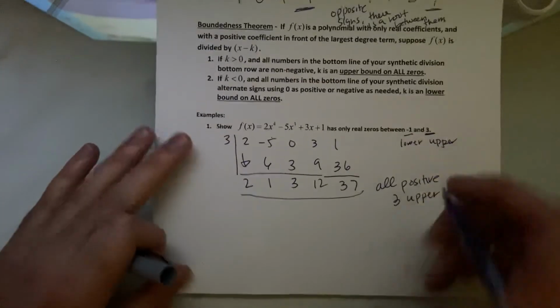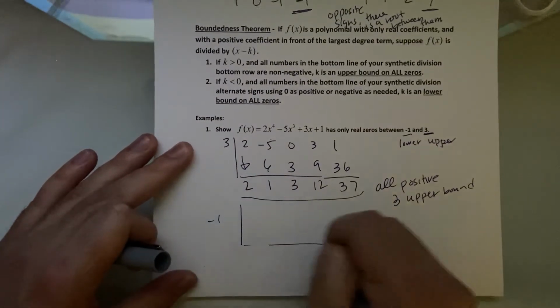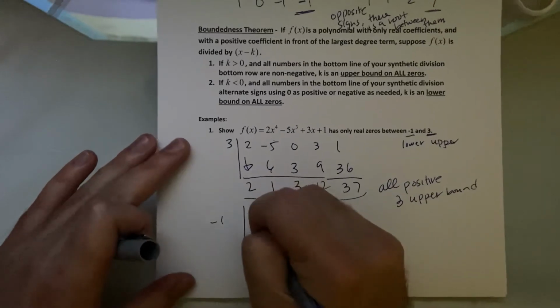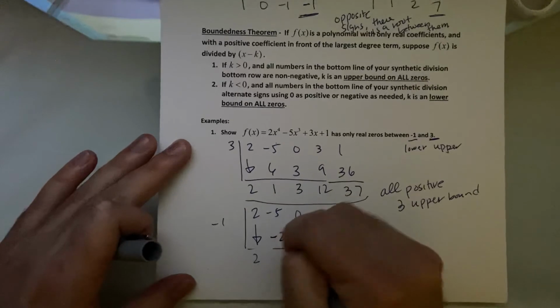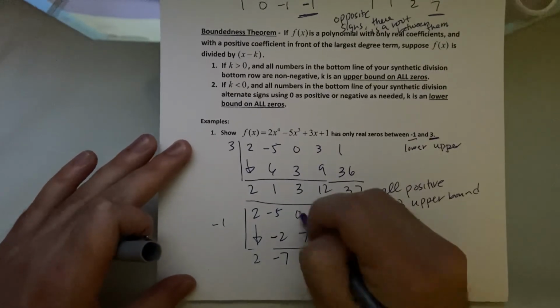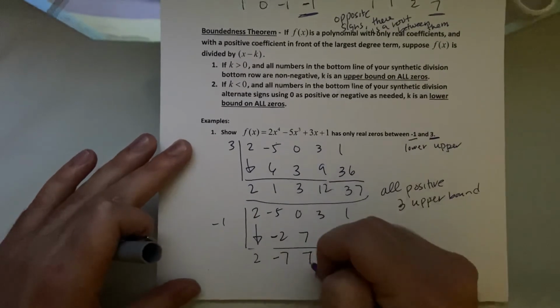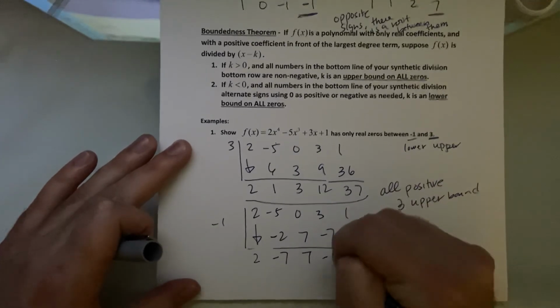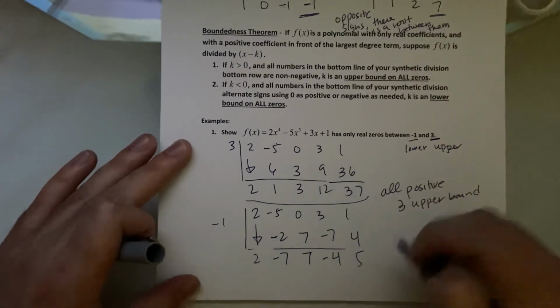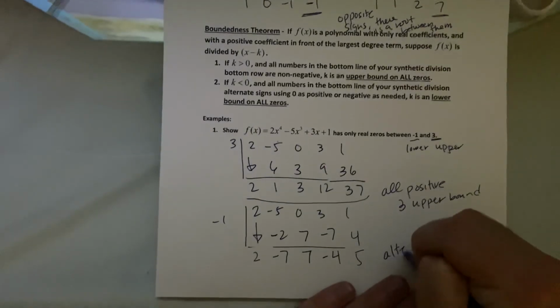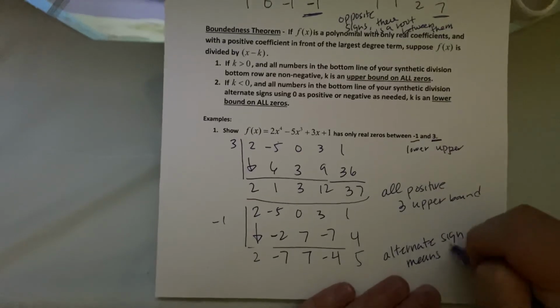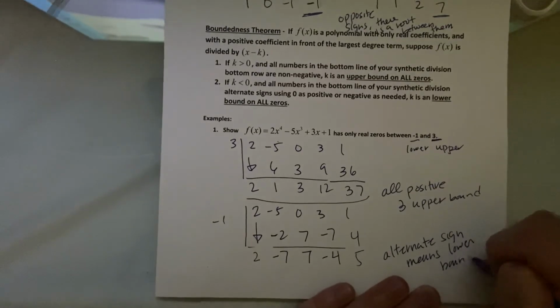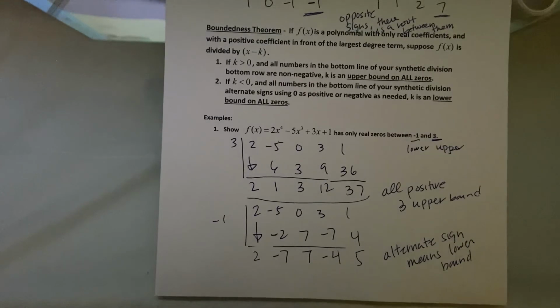Now for the lower bound, when you take the negative number, you need to alternate sign to be a lower bound. So 2 times negative 1 is negative 2. So this is negative 7, positive 7, negative 7 is negative 4, 4, 5. So these alternate sign. So it means lower bound. So if negative 1 is a lower bound and 3 is an upper bound, that means all the roots have to be between negative 1 and 3.